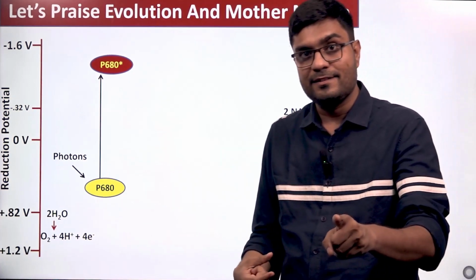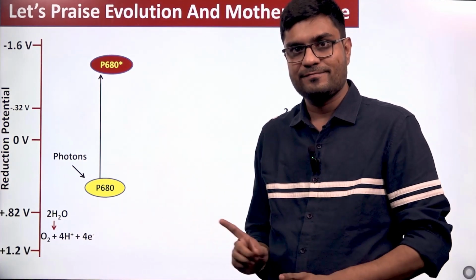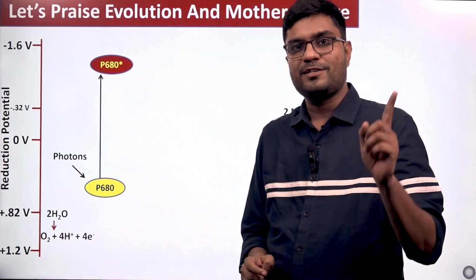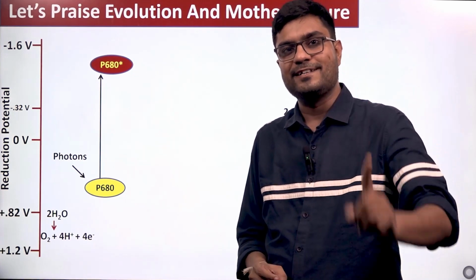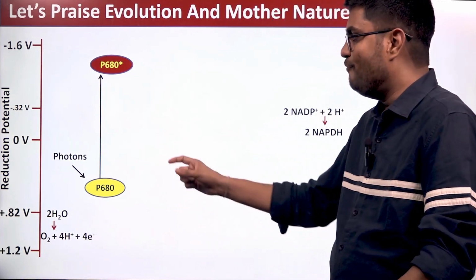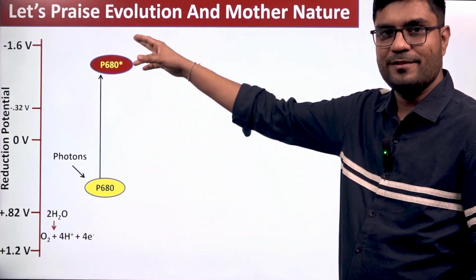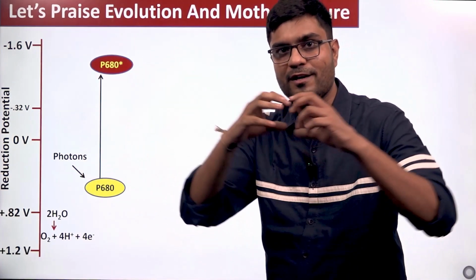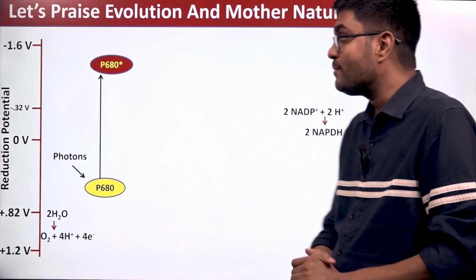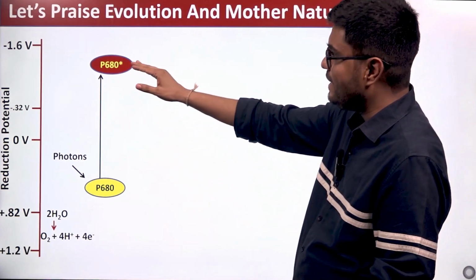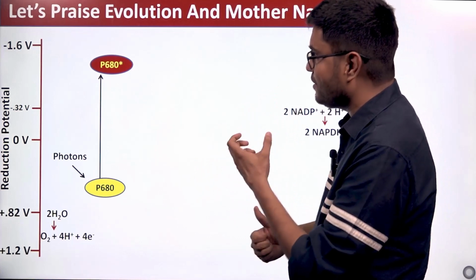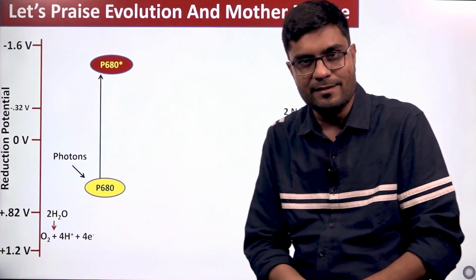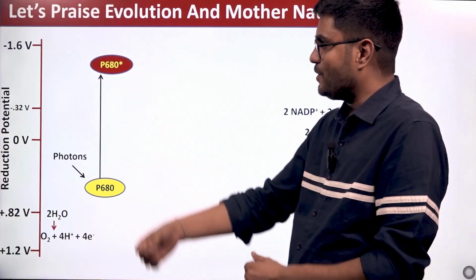In the cell, the position of the molecule is not changing. When I move this molecule here, I am not changing the position of the molecule inside the cell. I am changing the value of reduction potential for that particular molecule, or you can say the position is changing on the graph, not in a biochemical pathway. Now the P680 is called P680 star, that is excited P680 with lower reduction potential.